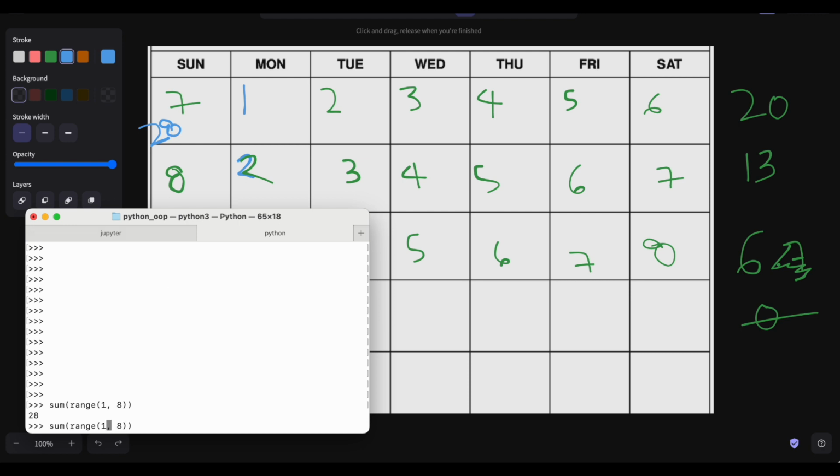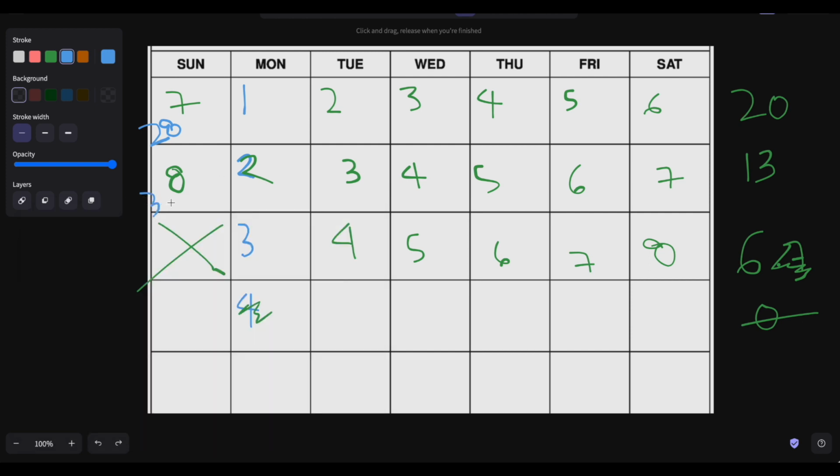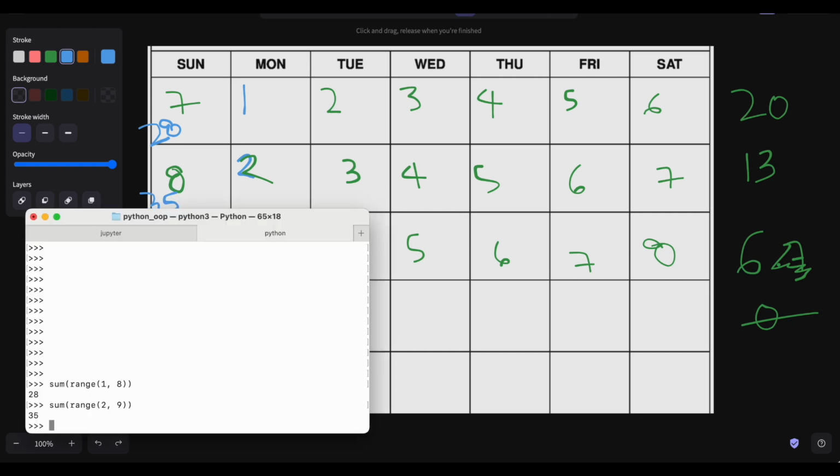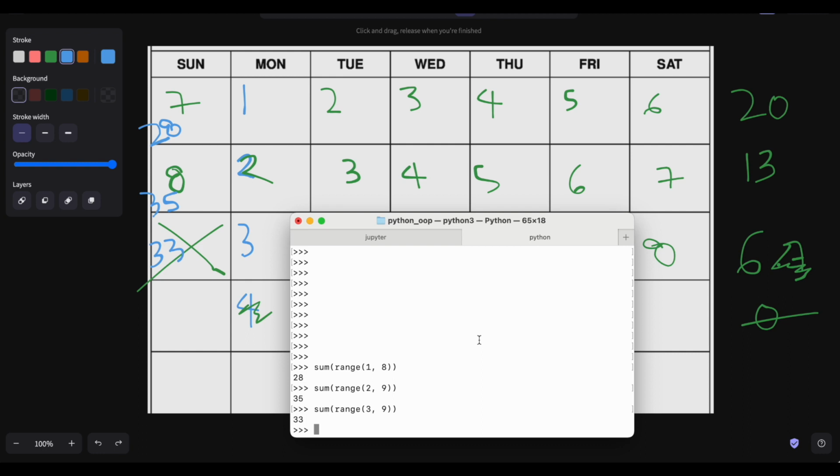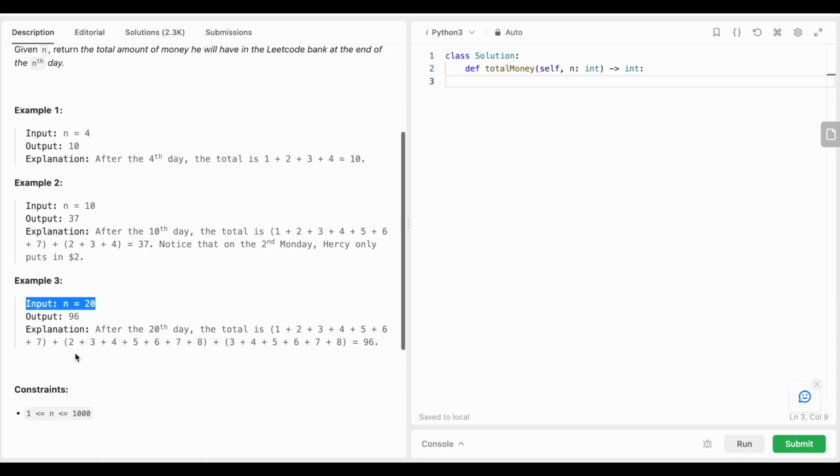Then the sum from 2 to 8, 8 plus 1 is 9, this is 35. And then the sum from 3 to 8, so 8 plus 1 is 9, this is 33. So here we have 33, and then if we sum those up, which is 28 plus 35 plus 33, we have 96, and that's also what we get here.